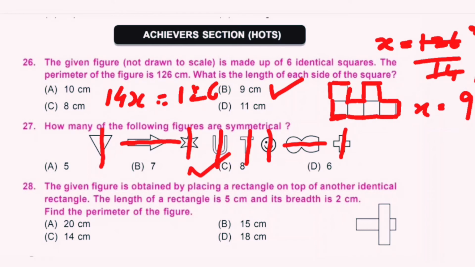Question number 28. The given figure is obtained by placing a rectangle on the top of another identical rectangle. The length of rectangle is 5 cm. Means this side 5 cm and breadth is 2 cm. And here this is 2 cm. Here also this is 2 cm and this one is 5 cm. Now we find out the perimeter of this figure.